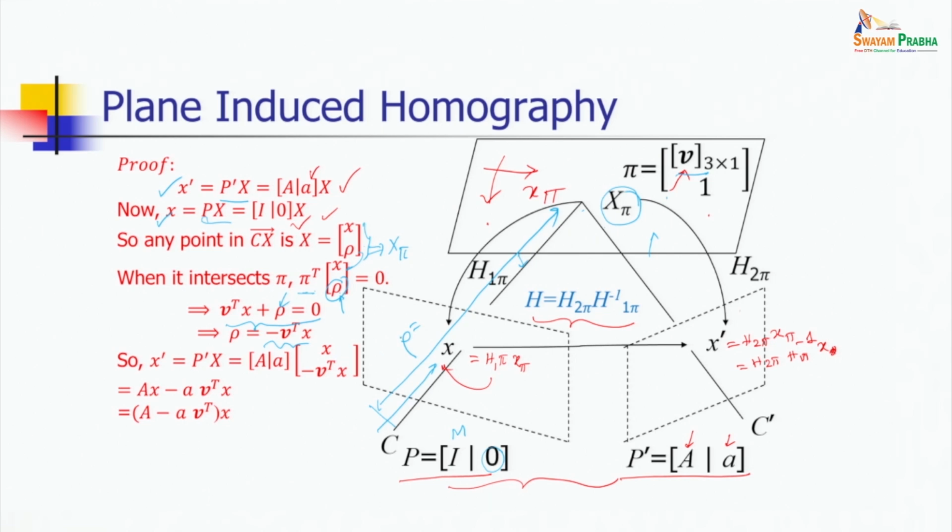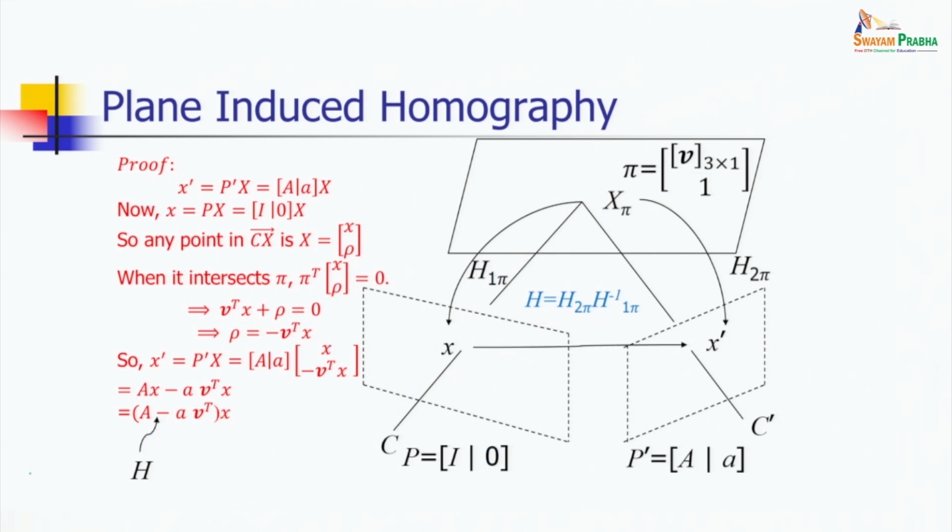We know that the coordinate of this point is x rho, so we can consider this as the xyz point. Now you project this point x prime in the second camera. The same x pi is taken as x, minus b transpose x. If I project it, you can write the submatrix multiplications: A into x minus a b transpose x, and this is the homography. In this way you can compute the plane induced homography.